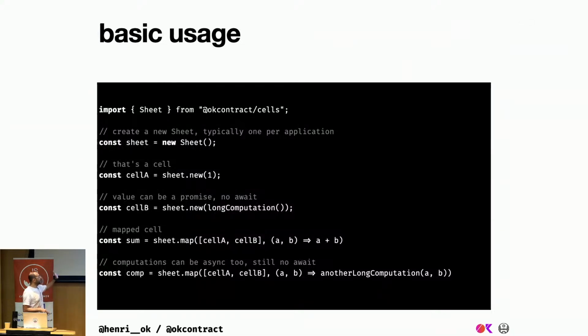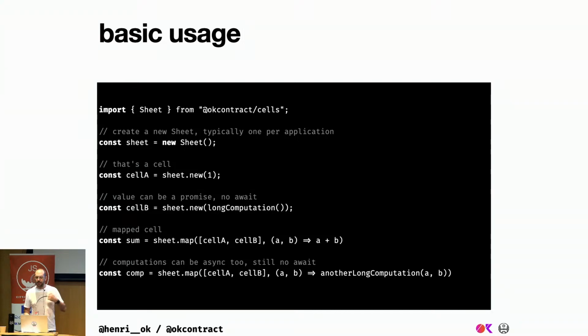How do we use it? So you just import sheet, which is basically your object to create a new sheet. It's a new spreadsheet. Usually, you want one per application. And you can create as many cells as you want. It's not a 2D UI where you have rows and columns. It's a graph, basically. So it's a spreadsheet computing library in a graph.